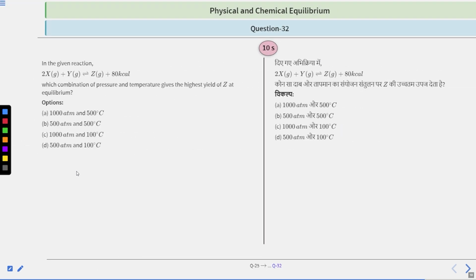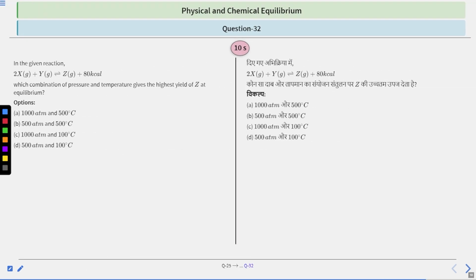Moving on to question number 32. In the given reaction, 2X plus Y gives Z, and 80 kilocalorie energy is released. Which combination of pressure and temperature gives the highest yield of Z at equilibrium? We have to choose the correct combination. Options are: 1000 atmosphere and 500 degrees Celsius; 500 atmosphere and 500 degrees Celsius; 1000 atmosphere and 100 degrees Celsius; or 500 atmosphere and 100 degrees Celsius. You have 10 seconds to solve this question. After that, we will see the answer.